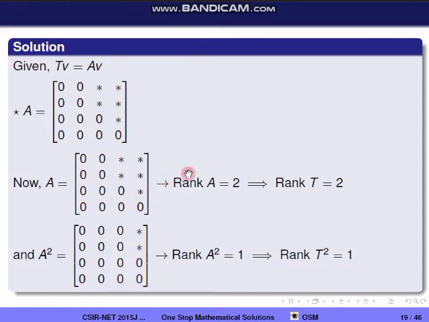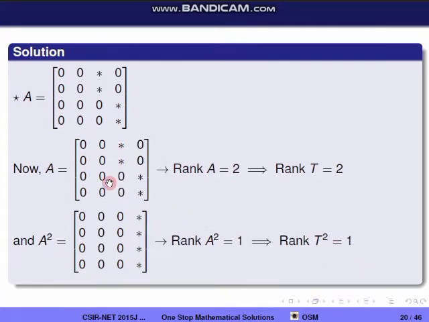If we note that rank is equal to the number of non-zero linearly independent rows or linearly independent columns, here we have 2 linearly independent columns. So rank of A is equal to 2. Therefore rank of T is also 2. That is, the dimension of image of T is equal to 2 here. So find A square here, multiply A twice. So we'll get a matrix like this. Here we get only one linearly independent row. So rank of A square is 1. Therefore rank of T square is equal to 1. Similarly check it for the other options.